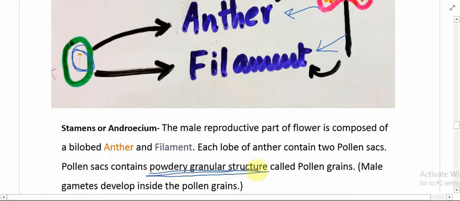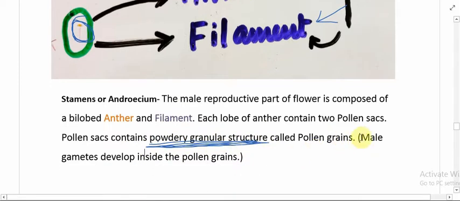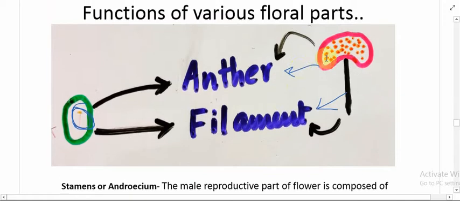How do the pollen grains look? They are powder-like things, granular. They are the pollen grains. What are the pollen grains? Male gametes develop inside the pollen grains. These flowers do sexual reproduction. When the male and female gametes come from different sexes, we call it sexual reproduction. So male gametes develop inside these pollen grains.